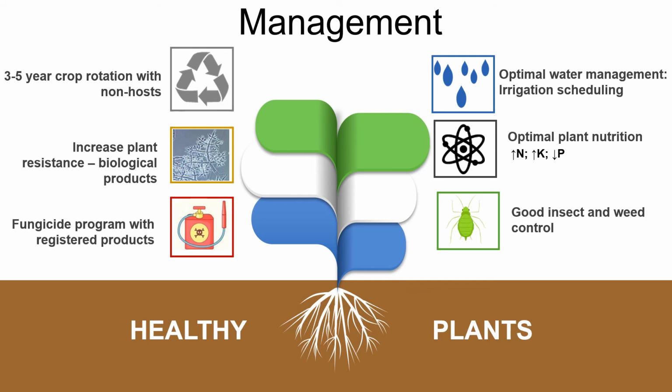Good insect and weed control is important. I've mentioned that weeds can passively transmit spores or transfer spores from one plant to another, and weeds often serve as alternative hosts for the pathogen. So we want to remove all weeds from the area. In this way, we can try and ensure healthy plants.